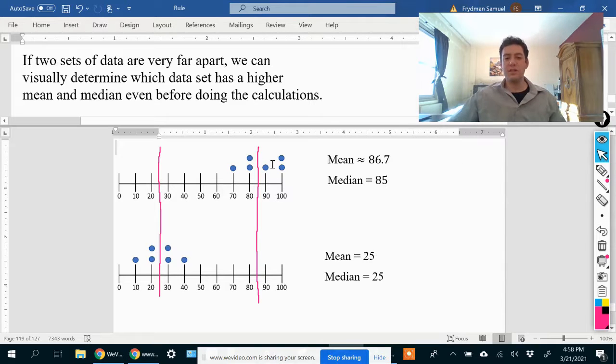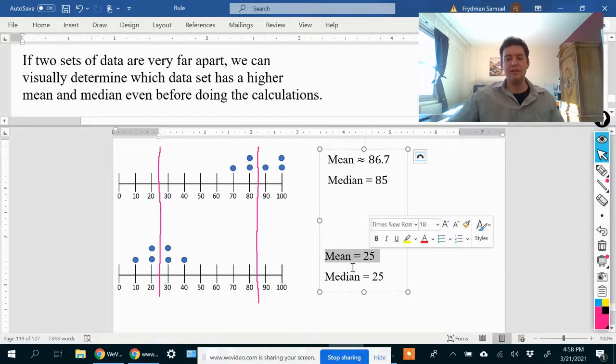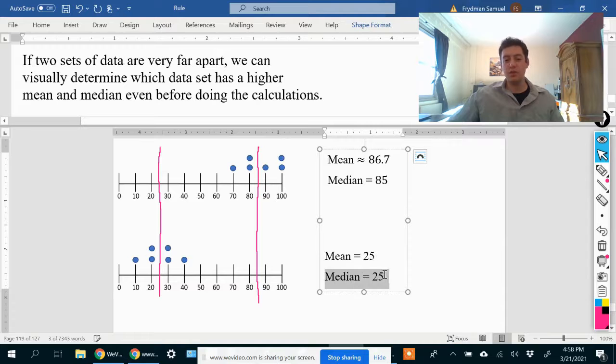For this data set over here, the mean is approximately 86.7. If you actually do it, 70 plus 80 plus 80 plus 90 plus 100 divided by 6, you would get a repeating decimal. So it would be approximately, I had to round, 86.7. The median would be at exactly 85. For this data set, the mean is 25 and the median is also 25.